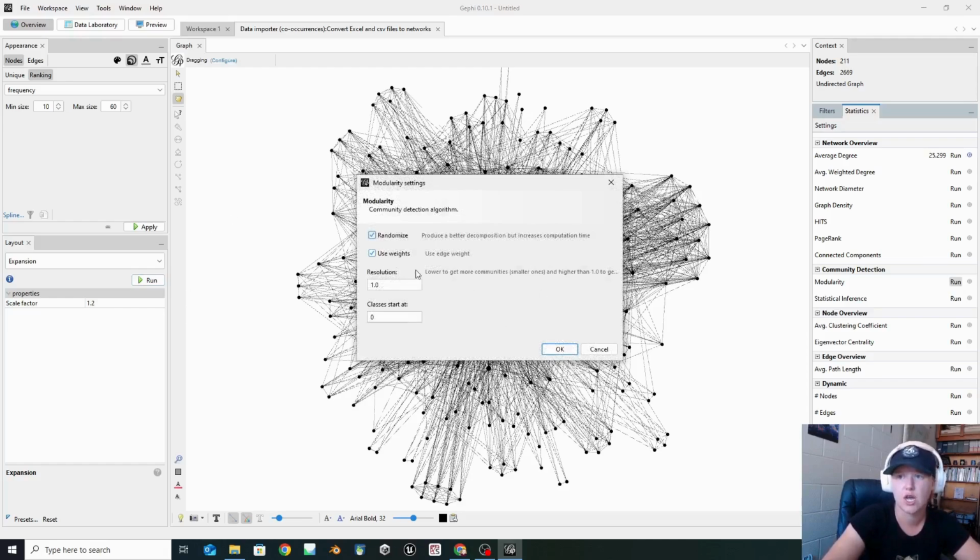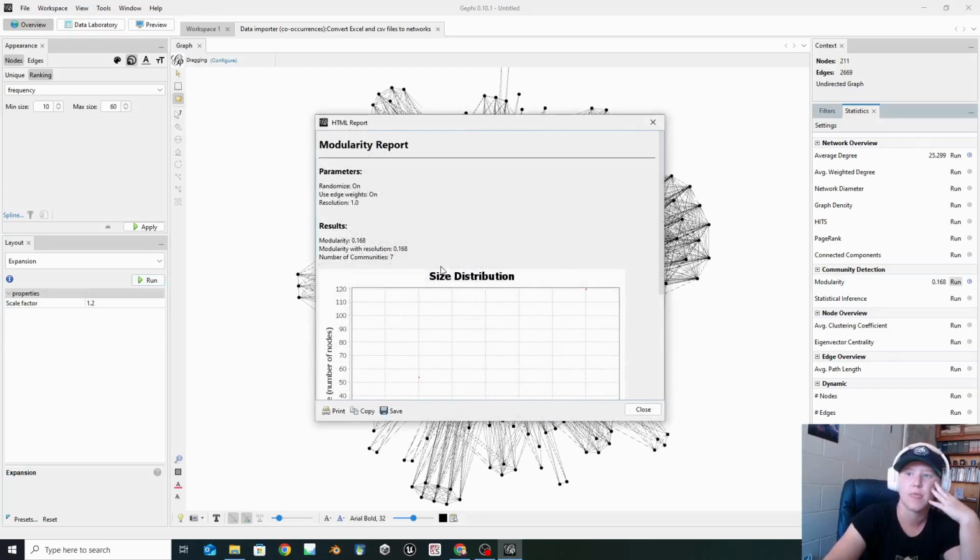Now you can change the resolution and you can change what number the classes start at, things like that. In this particular case, I am just going to keep it as a default and see what happens. Okay, so what we have here is 7 different communities. So basically of these 200 different nodes and 25,000 different connections, really there's 7 clusters of subjects that fall together at the same time, is really what it's saying.